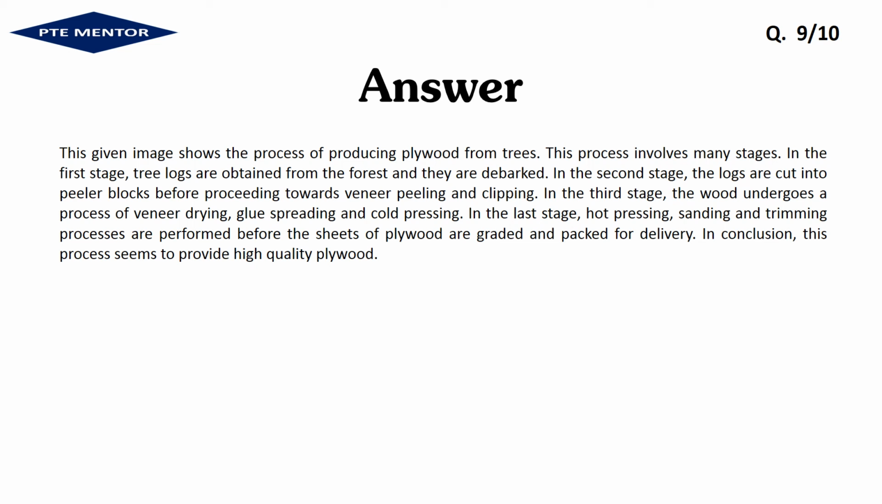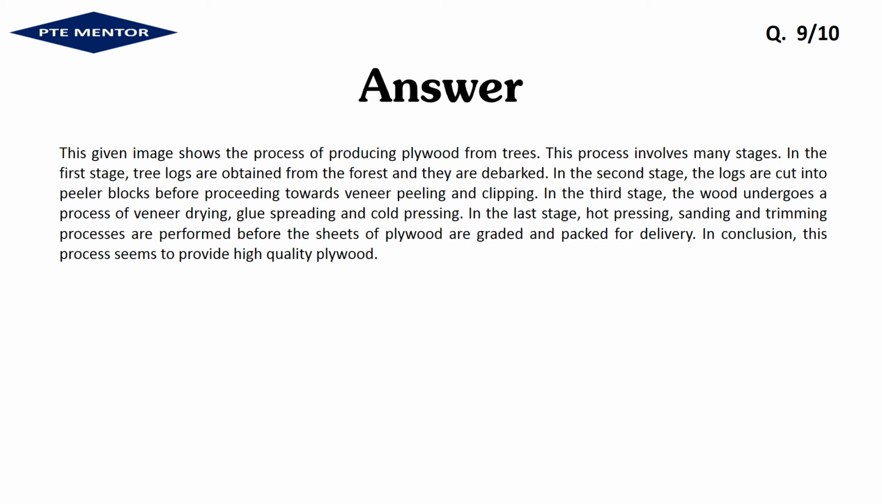This given image shows the process of producing plywood from trees. This process involves many stages. In the first stage, tree logs are obtained from the forest and they are debarked. In the second stage, the logs are cut into peeler blocks before proceeding towards veneer peeling and clipping.